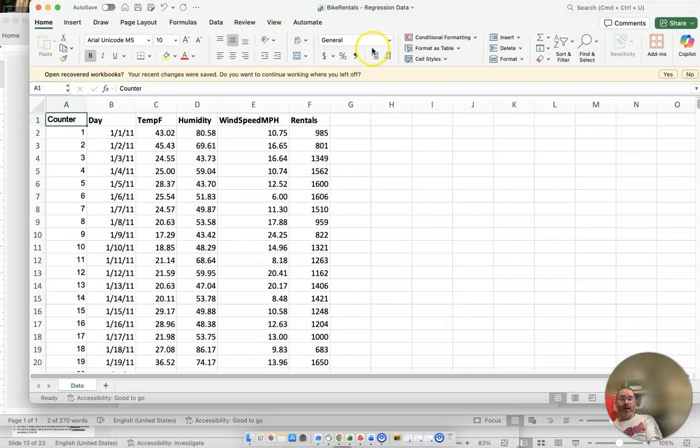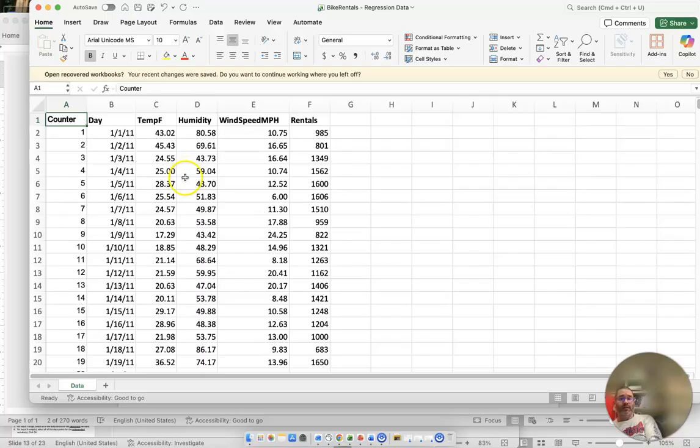Here is my data set. I've posted this data set on our course space. If you want to try to do this yourself, you're welcome to do that. It's in a folder. I think it's called Files for Regression Video, something like that.